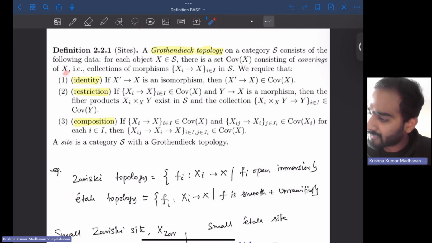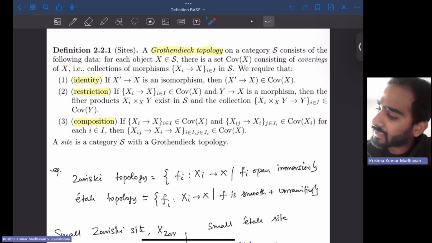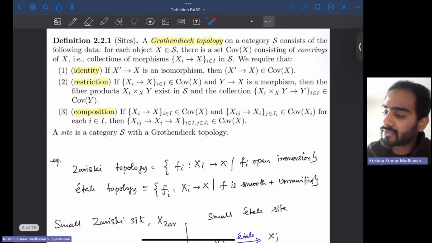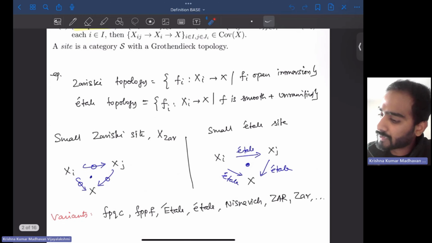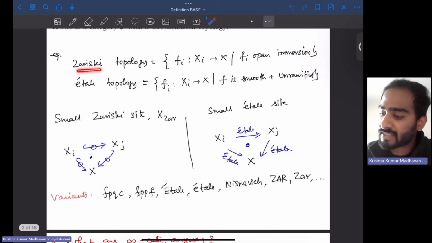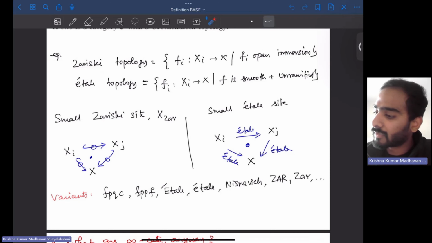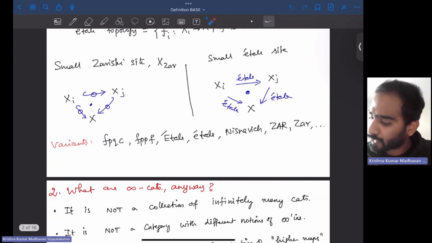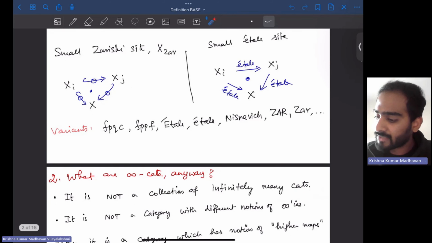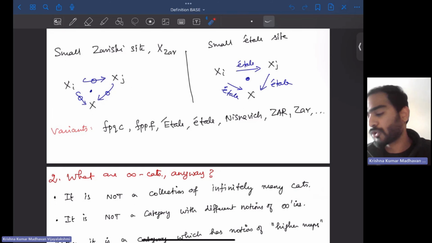X. If S is a category of schemes, X would be a scheme, and the topology is given by this set of coverings that has to obey these three criteria. For example, the very simplest one is the Zariski topology, which is just a family of open immersions, and étale is of course étale maps, which are smooth and unramified, right? So there are many variants that people want to equip this topology with, so as to study many representative problems, depending upon the nature we need.